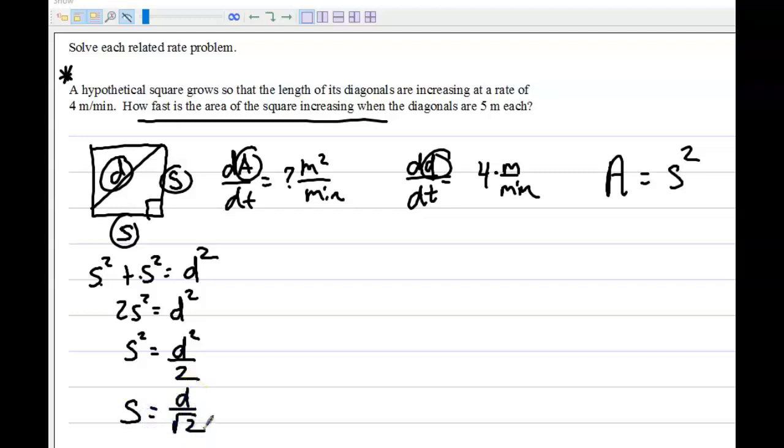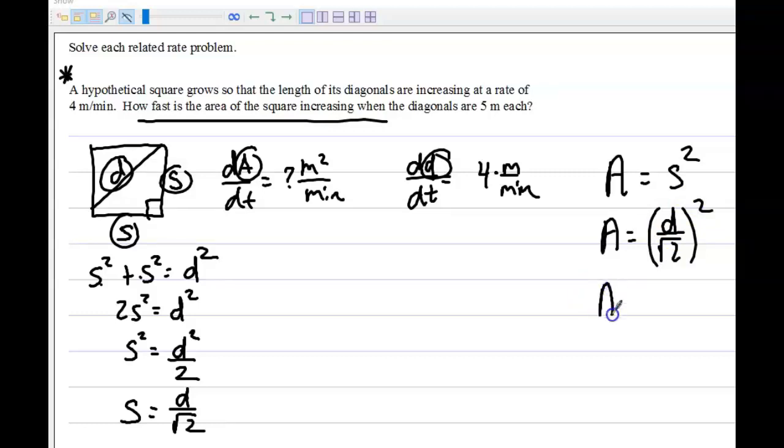So S is equal to D over the square root of 2. Why did I do that? Well, remember, I don't want A and S, I want A and D. Now that I know that S equals this, I can replace the S with D over the square root of 2. Now I have a formula that has the two variables that I care about in it.